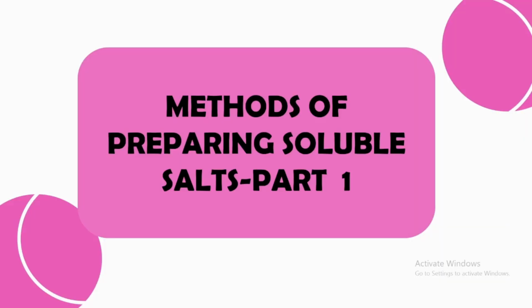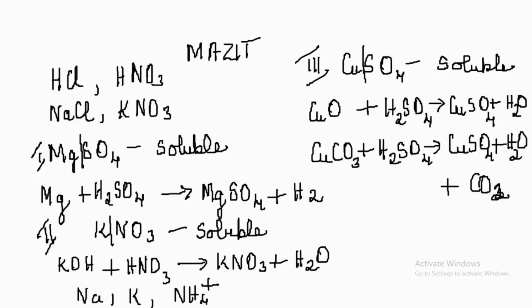to see the methods of preparing soluble salts. First of all, let's look at the preparation of magnesium sulfate salt. First and foremost, when you're given a salt, what you have to do is check whether the salt is soluble or insoluble.